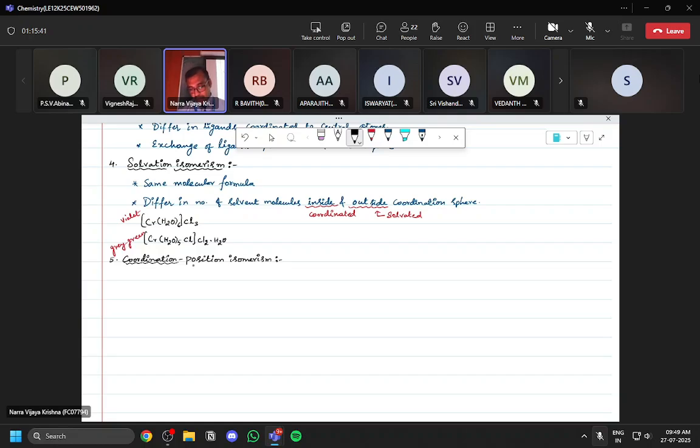Coordination position isomerism. Same conditions, same molecular formula. They differ in ligands and their position.